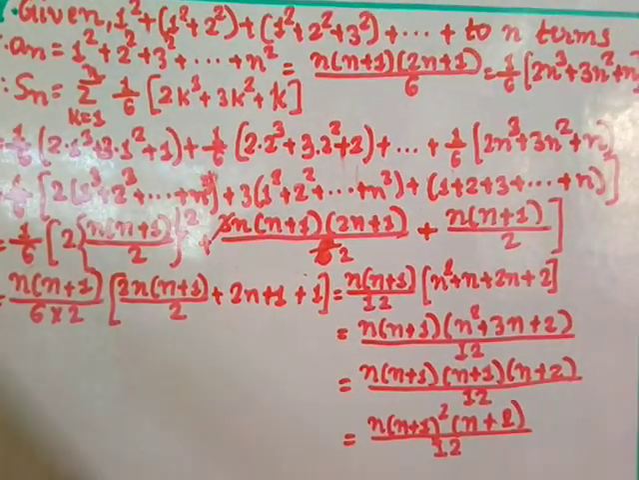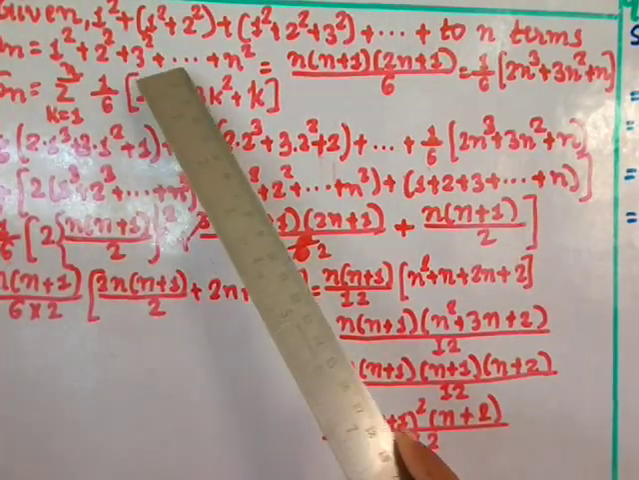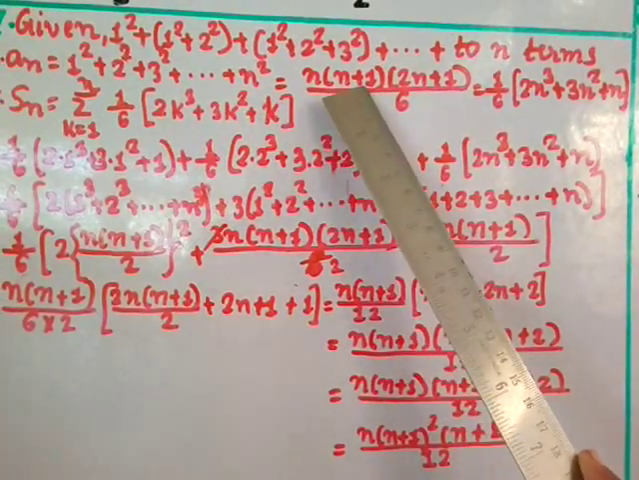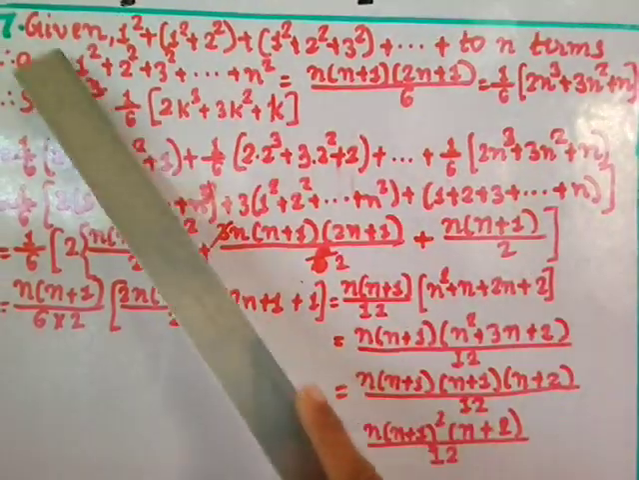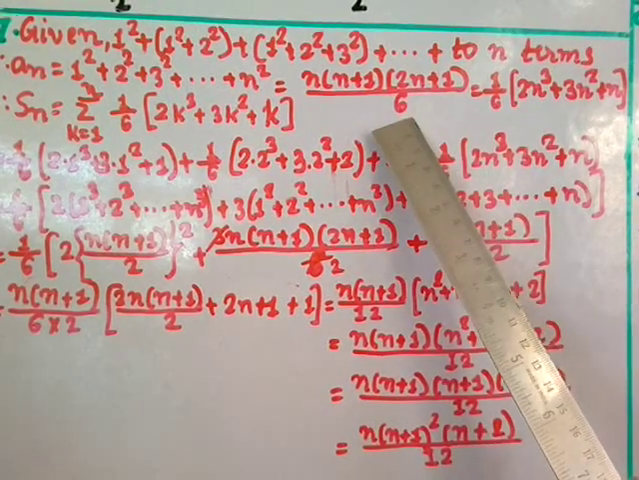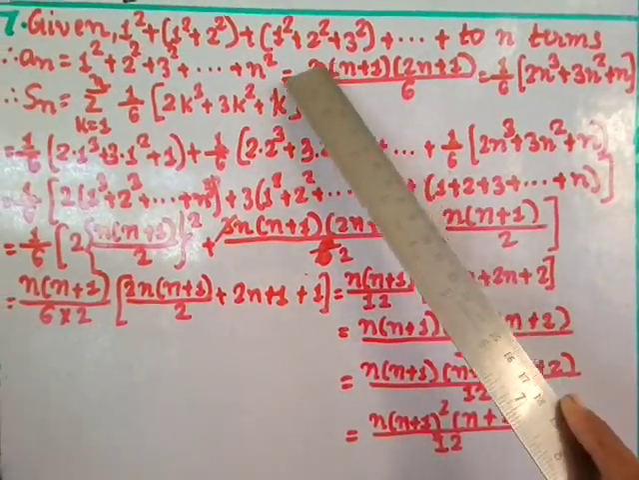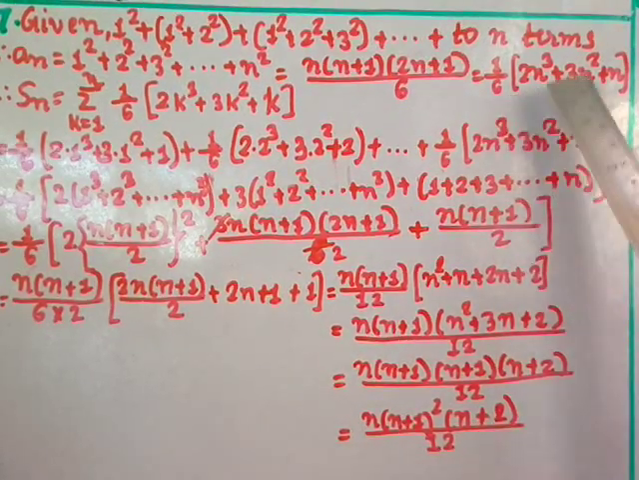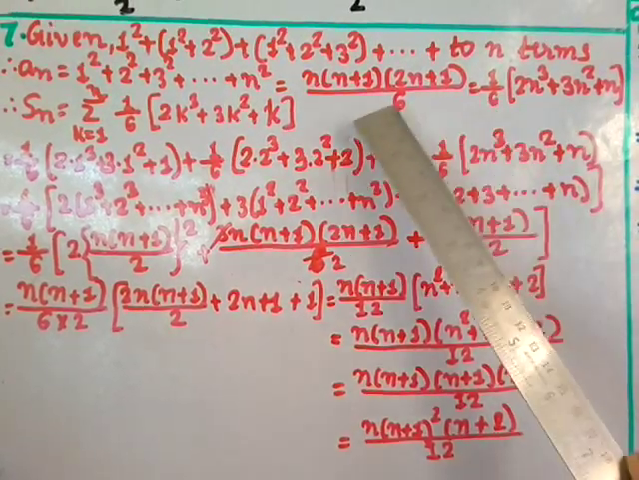Now a_n is given as 1 square plus 2 square plus 3 square plus up to n square, and this series we know as n into (n plus 1) into (2n plus 1) by 6. Okay, this is the formula given as n(n+1)(2n+1)/6, right? Now here I multiply inside, so when you multiply these three terms you get 2n cube plus 3n square plus n, divided by 6.